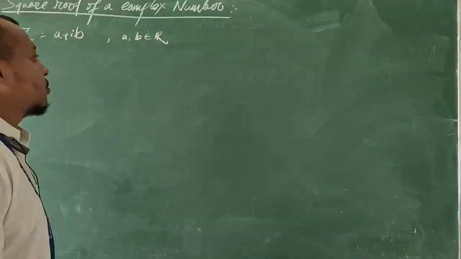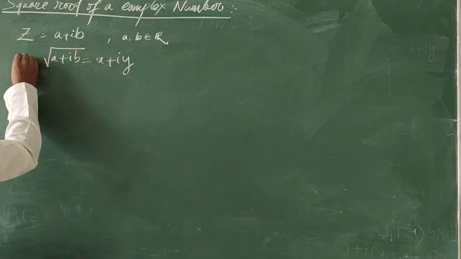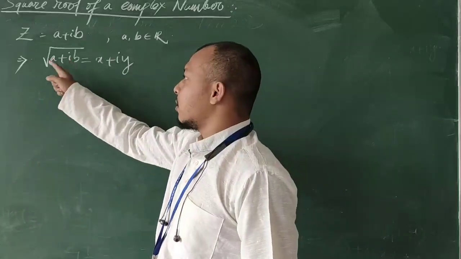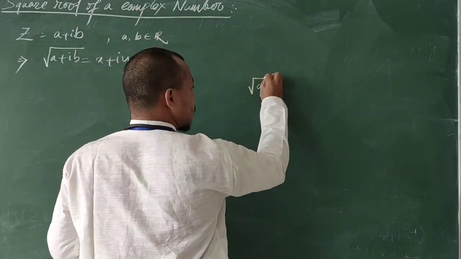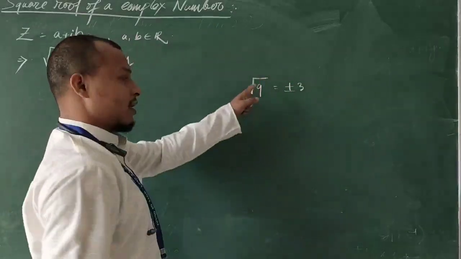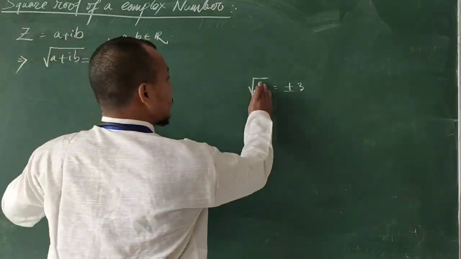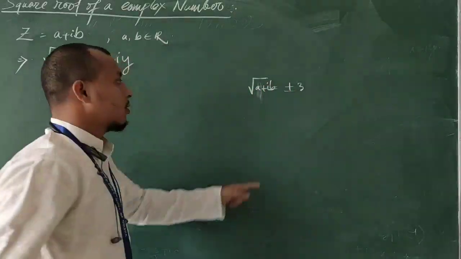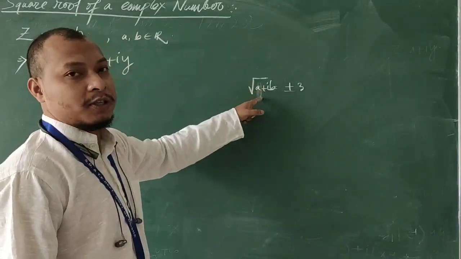Since we are going to find the root, so a plus ib, the root. Generally, if 9 is there, what is the root? The root is plus or minus 3. Similarly, that one is a real number, but here we are given a complex number. Instead of a real number, here it is given a plus ib. So we are going to find the root of this complex number.